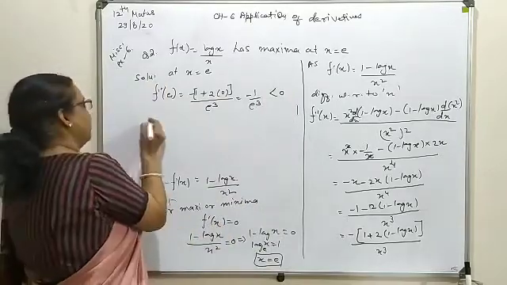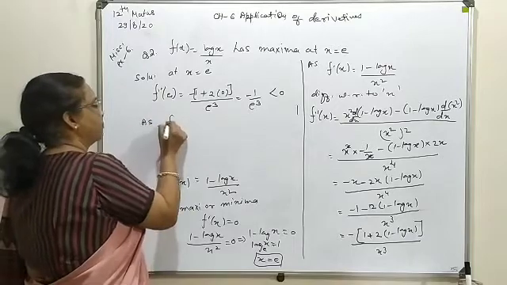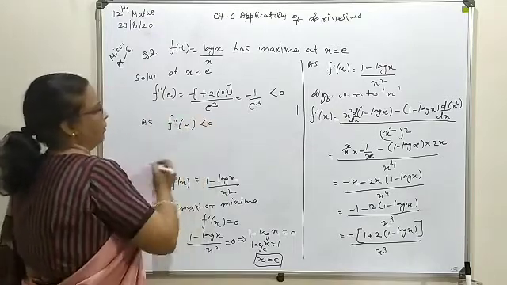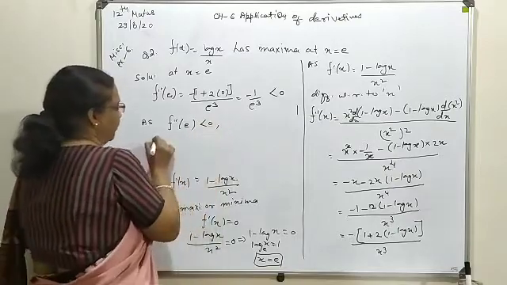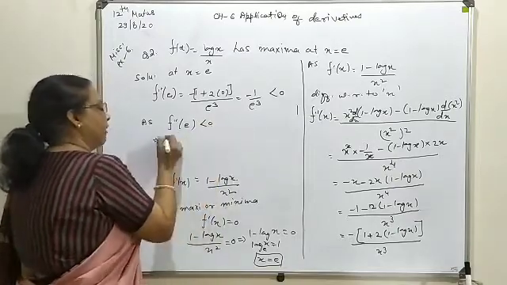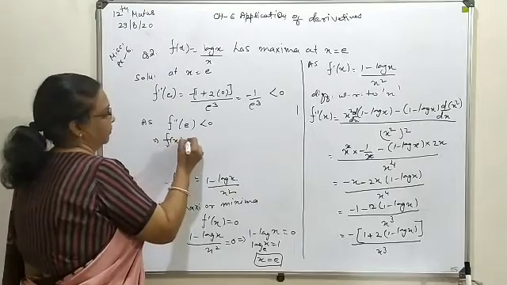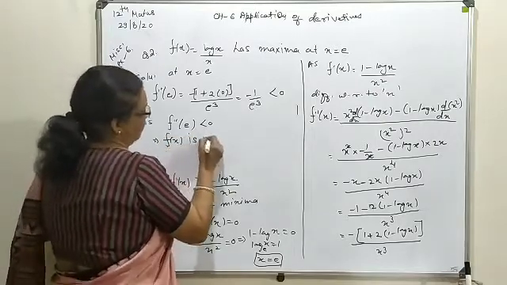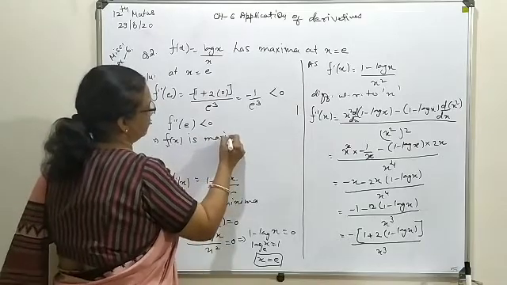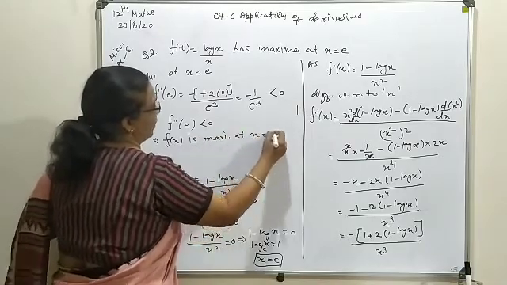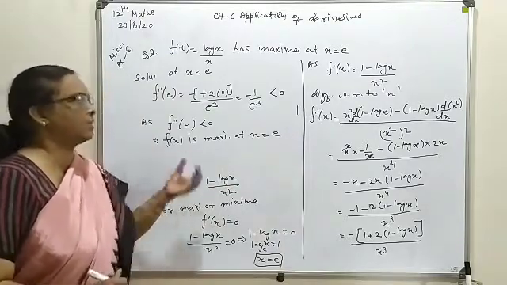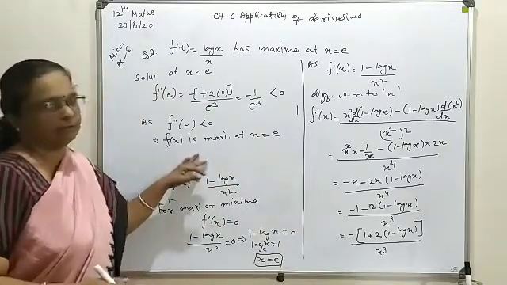So here we can say that f dash e is less than 0, therefore f of x is maxima at x is equal to e. And for this only we were searching, what the maximum value is, that we are not interested in over here.